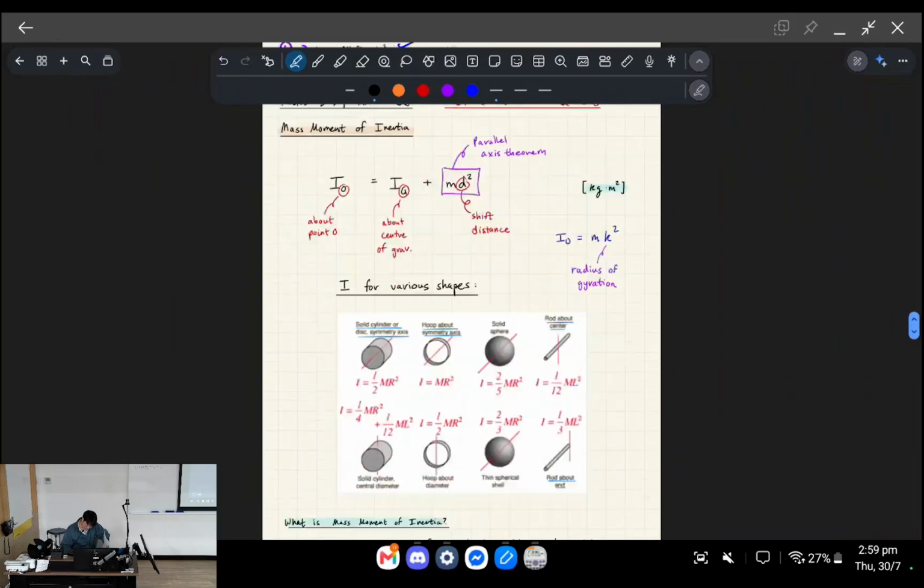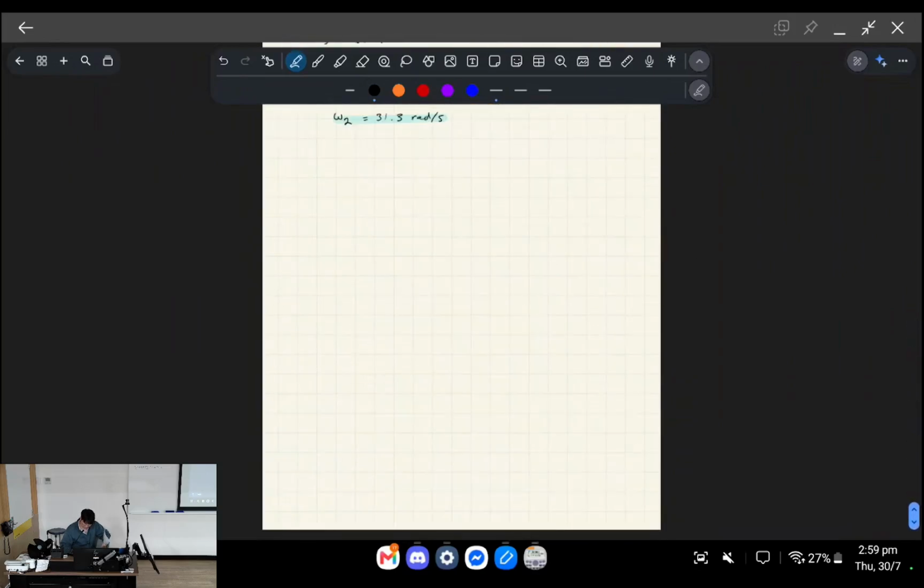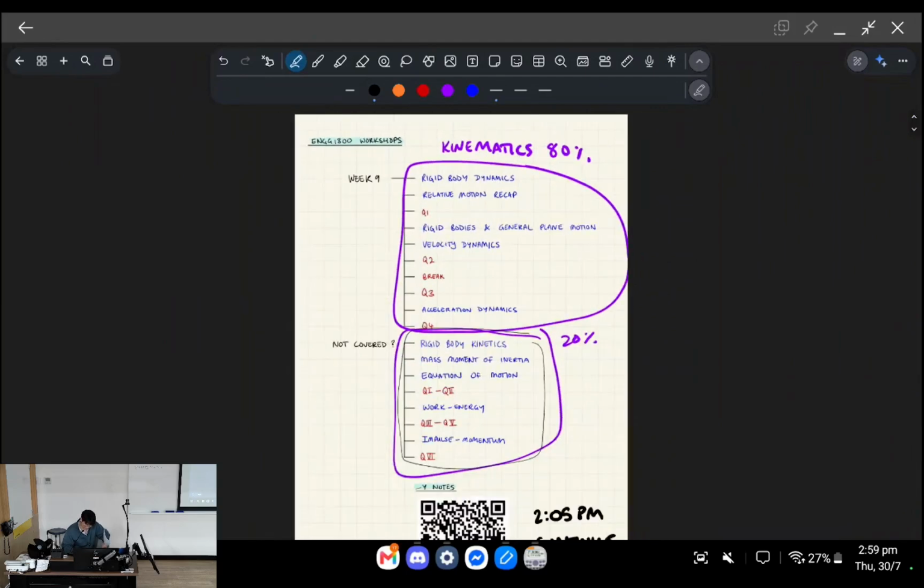So yeah, basically, if you look through my notes, this is rigid body kinetics, which, as I mentioned at the start of the workshop, may or may not be in your test.